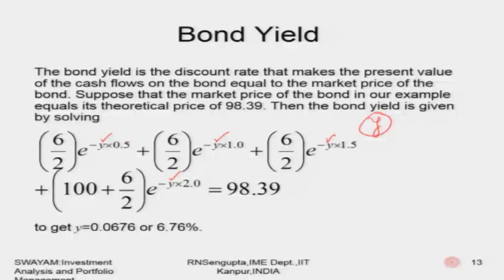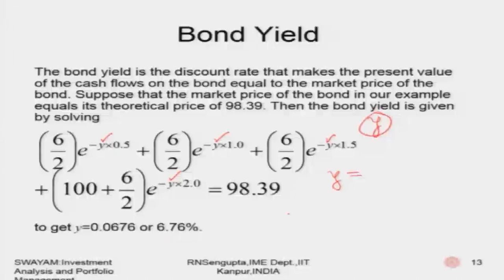The sum of these is exactly equal to 98.39. So, if I do iterations, I can find the value of y, which comes out to be 6.76. So, with the interest rate of 6.76, I can tell that the bond yield, the discounted rate, should be 6.76, such that the face value or the actual value of the bond, which was quoted to be 98.39, would exactly balance that.